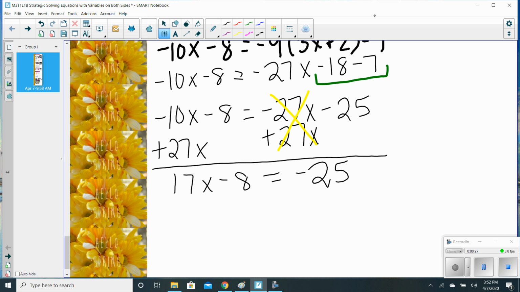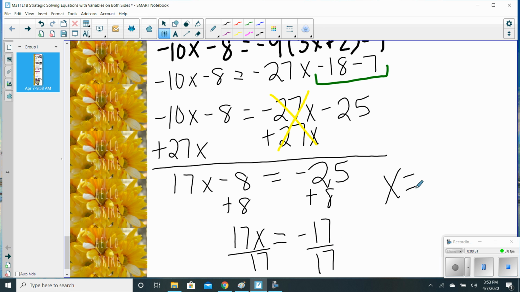So now we just have a two-step equation. We're still trying to get x by itself. So I'm going to add 8 to both sides. When I do that, I'm going to be left with 17x equals, and negative 25 plus 8 is negative 17. To get x by itself, I'm going to divide by 17 on both sides. And when I do that, x equals negative 1.